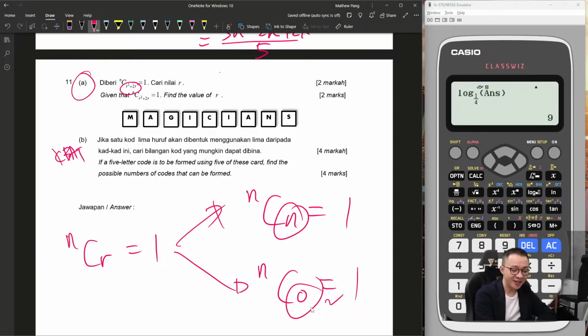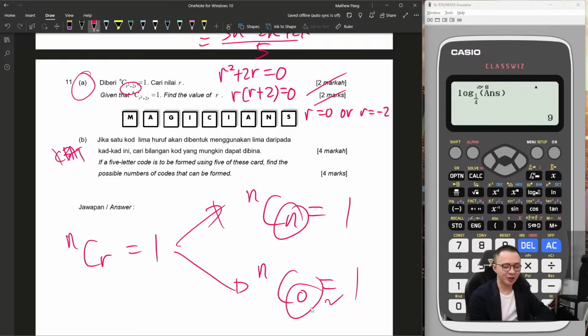So I will say r squared plus 2r equals 0. So factorize, r(r plus 2) equals 0. Then my r equals 0 or r equals negative 2. Okay, this is easily 2 marks. You need to understand in what condition nCr will get 1. Okay?